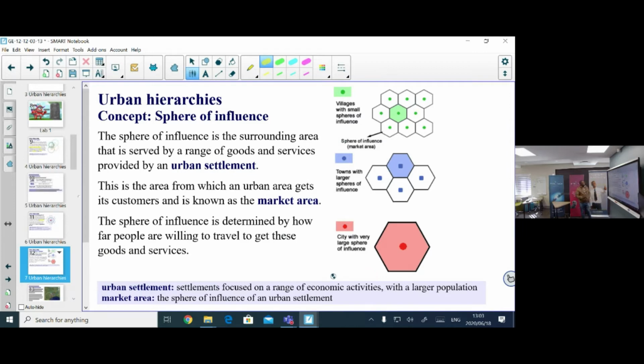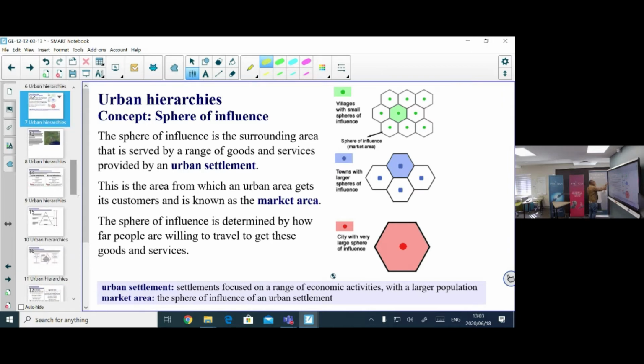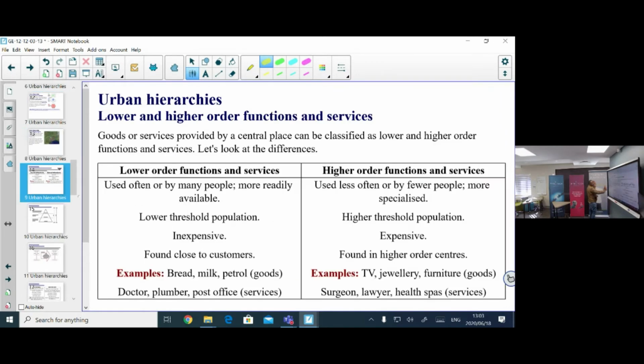Urban hierarchies, let's look at the concept of sphere of influence. The sphere of influence is the surrounding area that is served by a range of goods and services provided by an urban settlement. This is the area from which an urban area gets its customers and is known as the market area. I remember looking at this slide yesterday.